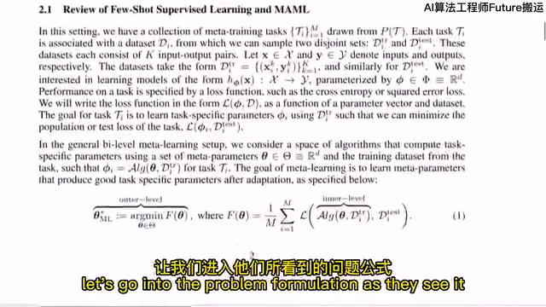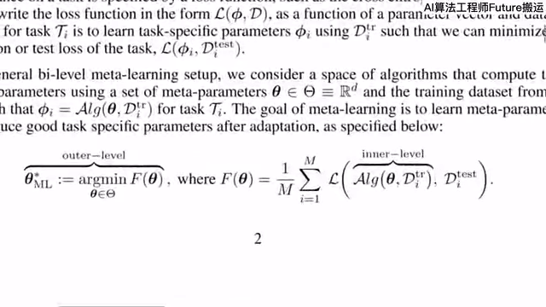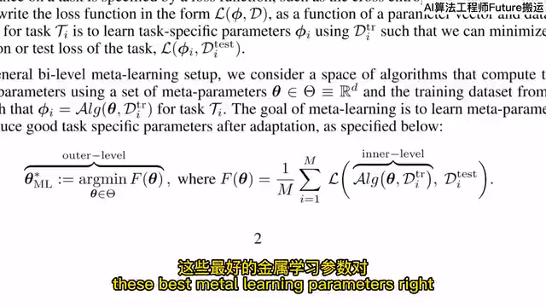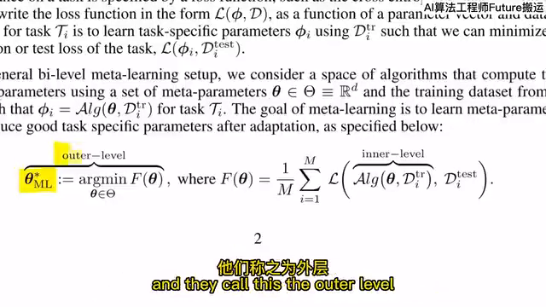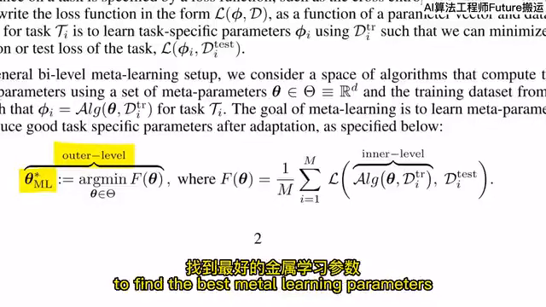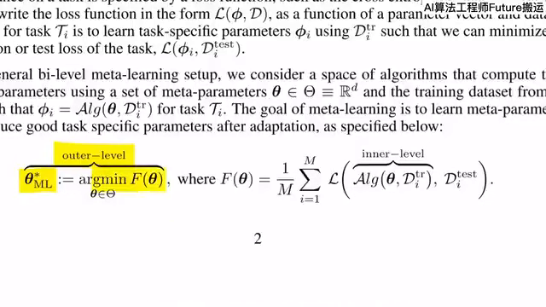Now let's go into the problem formulation as they see it. The entire problem formulation is you want to find these best meta-learning parameters, right? And they call this the outer level. So on an outer level, you want to run gradient descent to find the best meta-learning parameters to minimize this function f right here. Now, what is f? f is the average of the validation loss function.